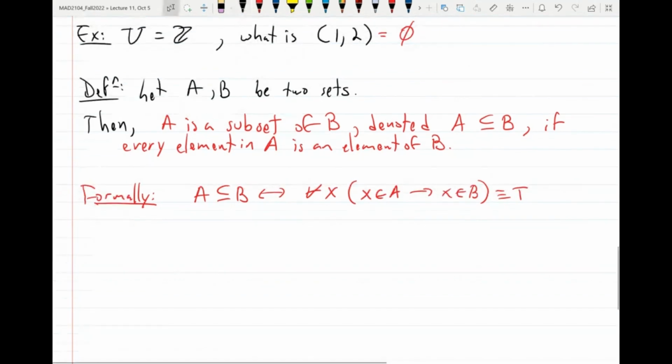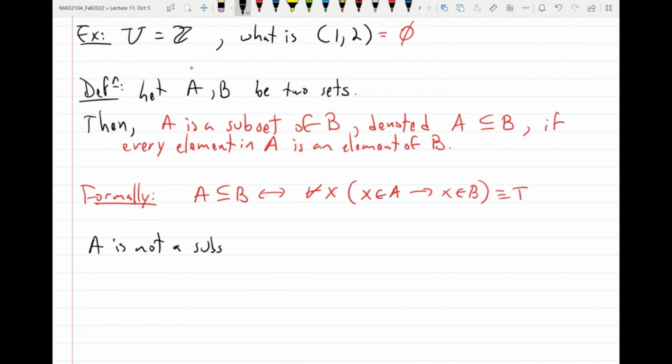So A is not a subset of B, written as a subset symbol, scratch it. A is not a subset of B, written like this, if what? What must happen? There is some element in A that... Very good. So let's practice our logic.